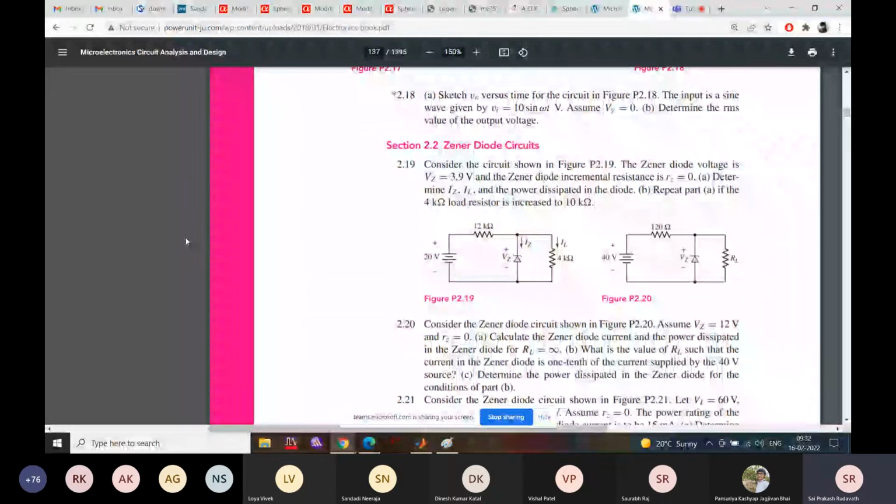Okay, what's the current flowing in the 12 kilo ohms? So now you have the given VZ voltage as 3.9, right? So you can apply nodal analysis. So 20 minus 3.9 by 12K. Sir, 1.34 milliamps. Okay. And now what's the current flowing through the Zener diode?